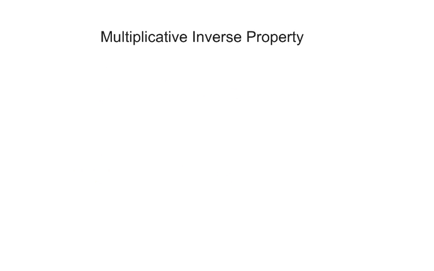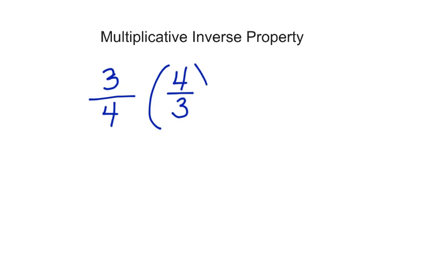The last property we're going to look at is the multiplicative inverse property. And this property states that a number times its reciprocal is equal to 1. So if I have 3/4, let's make that 3/4 times 4/3, the answer is 1. And I can test that out. I can test it out two different ways.